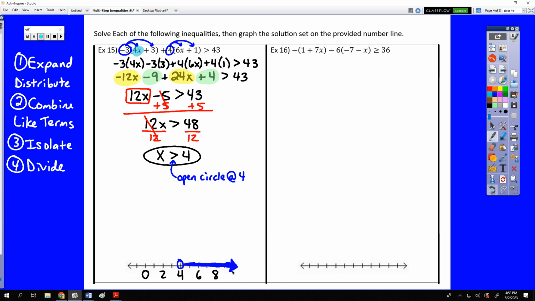Again, on example 16, we have some parentheses, so the first thing that we need to do is distribute. Here we have a negative 1 that needs to be distributed to 1 and 7x. Here we have a negative 6 that needs to be distributed to negative 7 and negative x. So again, you don't have a lot of room on your paper, so I'm just going to write this out up here, but you may not have enough room to show this step.